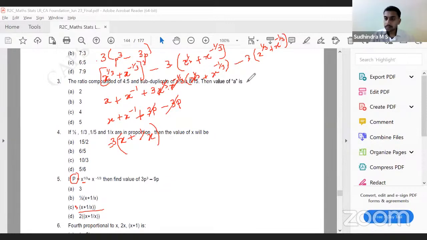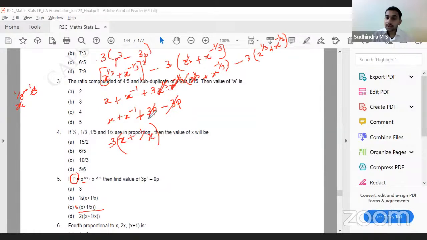Sir, can you please explain that last third step, sir? That cancellation part. Now, see, here we have x to the power of 1 by 3 into x to the power of minus 1 by 3. a power m into a power n is a power m plus n. That is x to the power of 1 by 3 minus 1 by 3. 1 by 3 minus 1 by 3 is cancelled. x to the power of 0 is 1. Yes, sir. This gets cancelled.